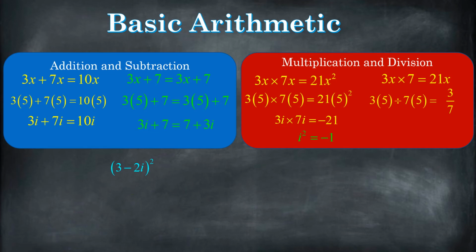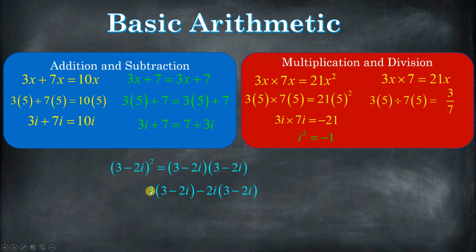Let's say we had 3 minus 2i, and we wanted to square that. Well, squared means the base times itself, and the base in this case is everything in the parentheses. So this is 3 minus 2i times 3 minus 2i, right? And we could use FOIL, the shortcut, but I think in this case it would be a good idea to write it out because I want to really be clear about what happens with the imaginary part of these complex numbers. So we're going to distribute.